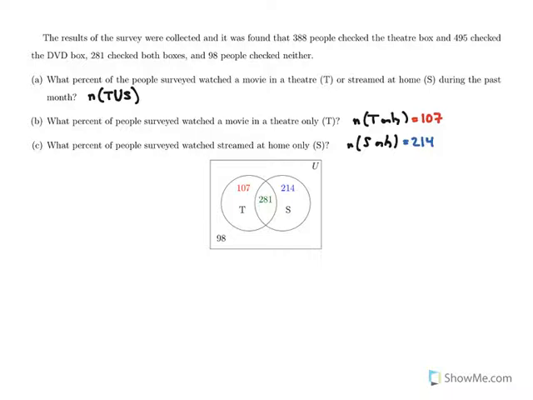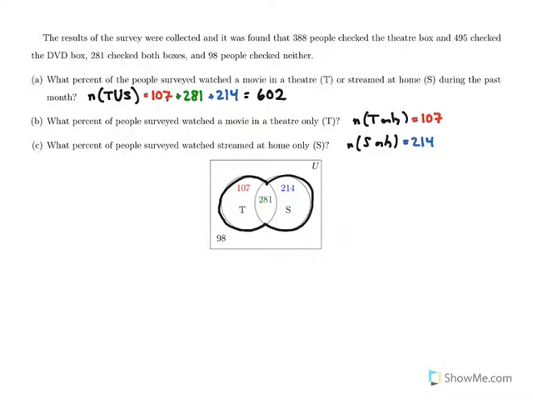That's going to be 107 plus 281 plus 214, which will give us 602. So that's how much is in this entire bubble here, the T union S, which is both circles together.